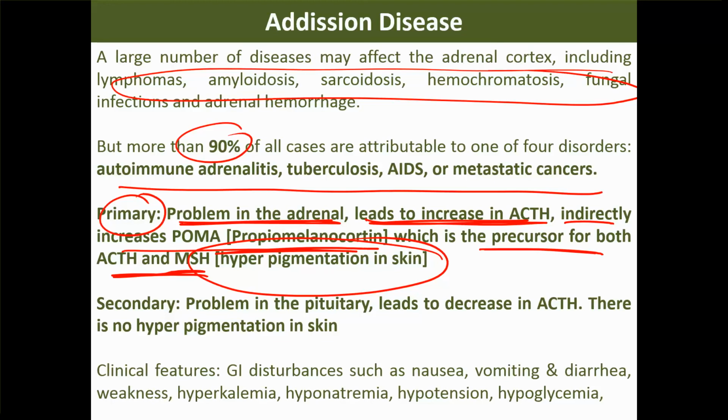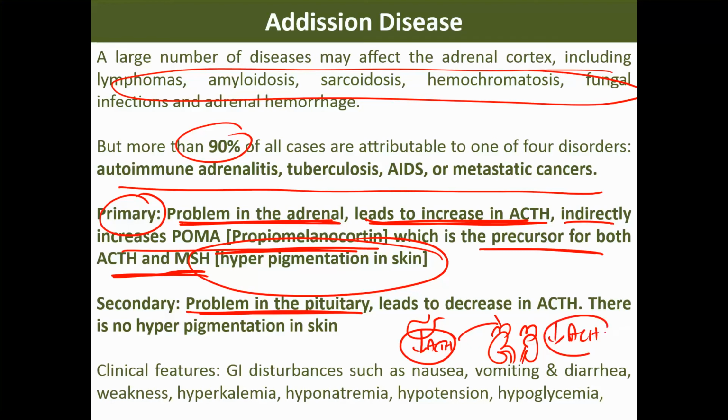The secondary causes are problems in the pituitary. So if there is a problem in the pituitary and the adrenal gland is normal, the pituitary cannot secrete ACTH, so it cannot stimulate the adrenal, and there will be a decrease in adrenocortical hormones. So here decreased ACTH, decreased adrenocortical hormone. So here there is no increased proopiomelanocortin, so they will not have hyperpigmentation, and they even become very pale.